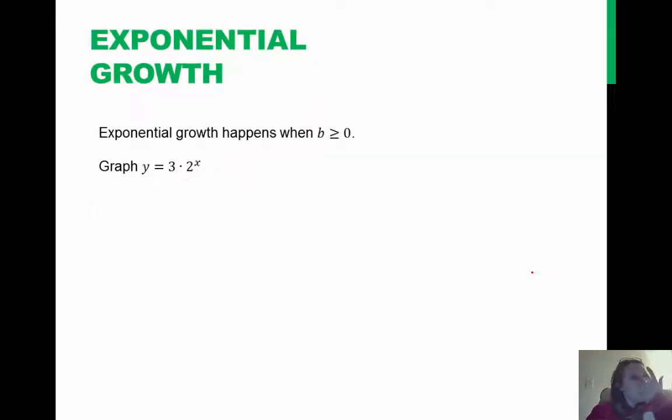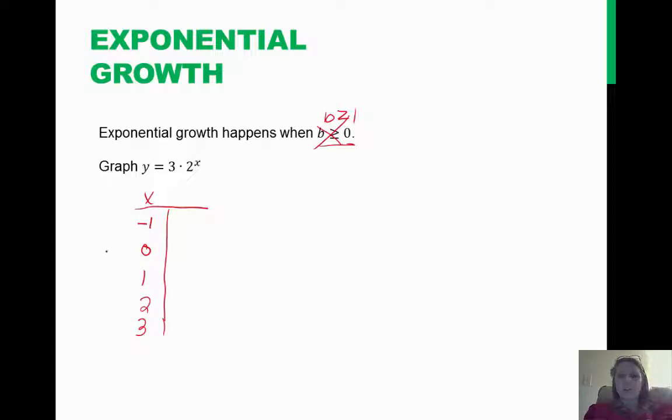So first, let's talk about exponential growth. Exponential growth happens when b is greater than 0, but it should also say when b is greater than or equal to 1. So let's look at a t-chart. We're going to set up some x values here, and then we're going to put them into our equation and see what our y values are and then graph them.